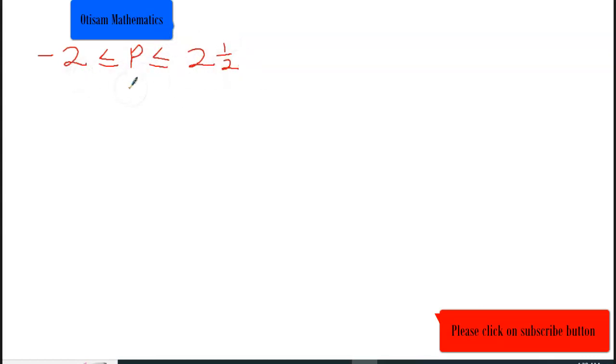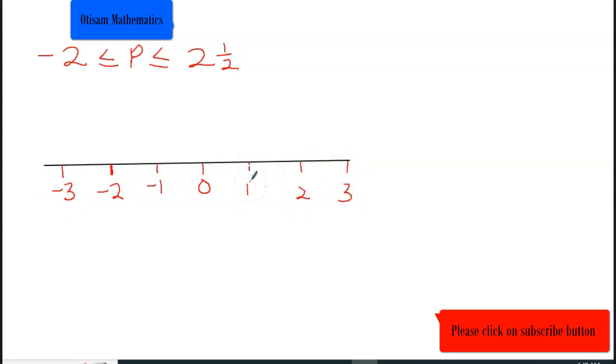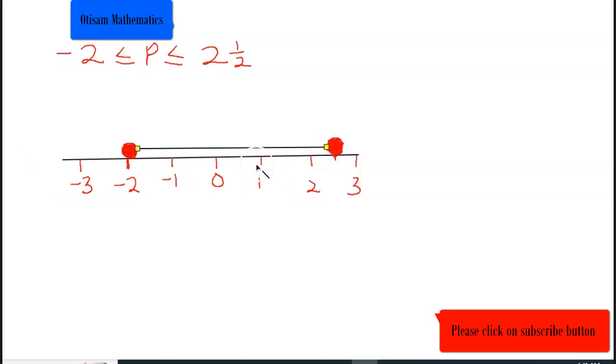And we are to represent this on a number line. So we draw our line. 0, minus 1, minus 2, minus 3, 1, 2, 3. So we have minus 2 here, and then 2 and a half. 2 and a half will be somewhere here. This is how we shade it, because it's less than or equal to. We shade this one.